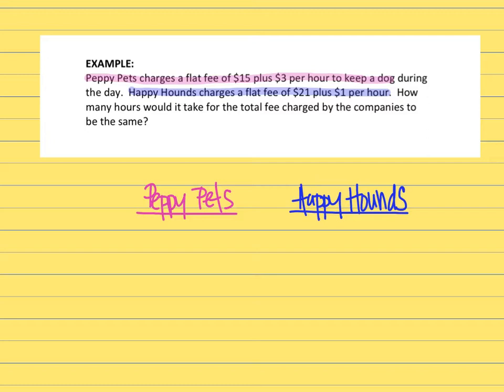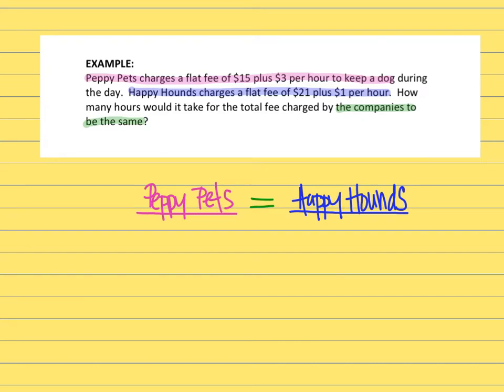Another thing I need to look for is at the end if it wants to be an equal sign or an inequality. So if you read towards the end, it says it wants to know how long will it take for the total fee charged by the companies to be the same. So if it's to be the same, that means I need an equal sign all the way down.